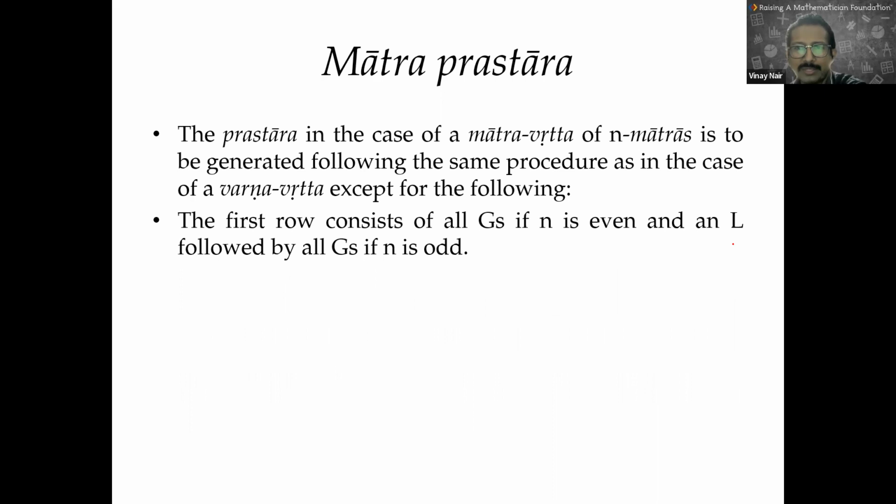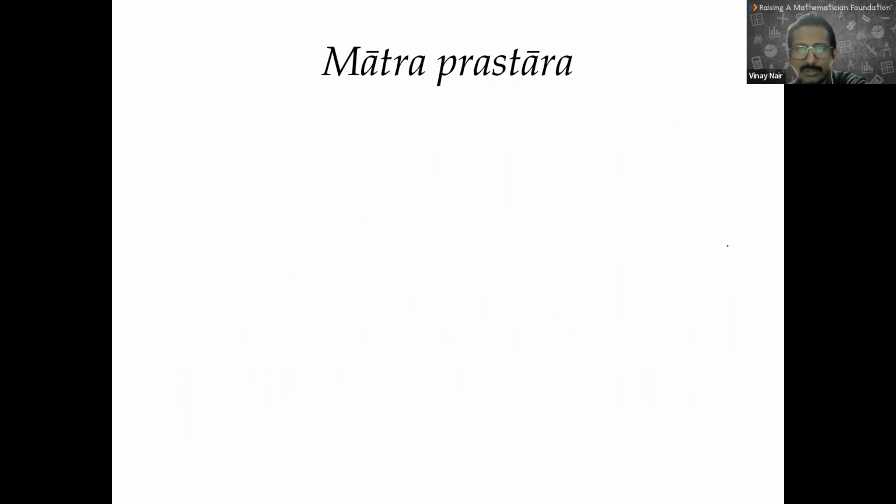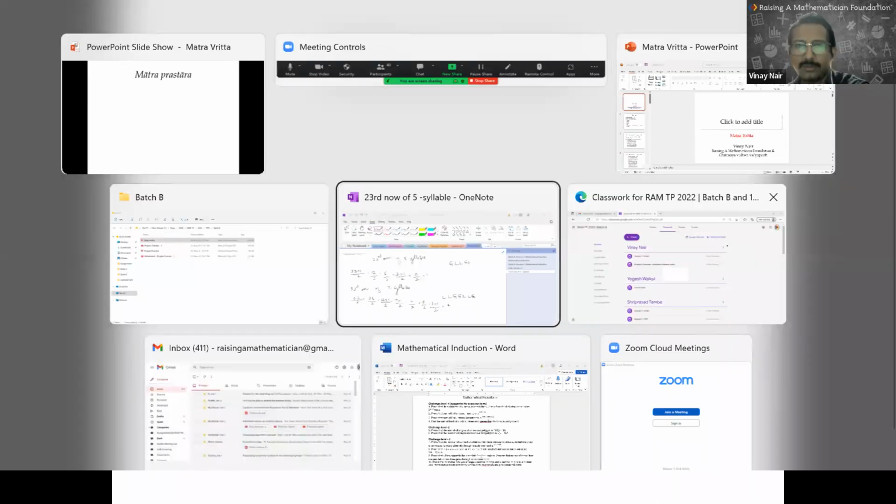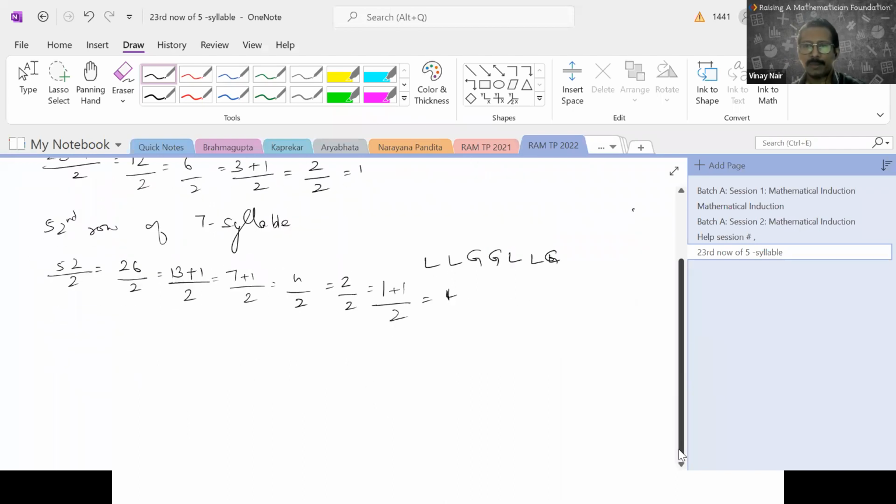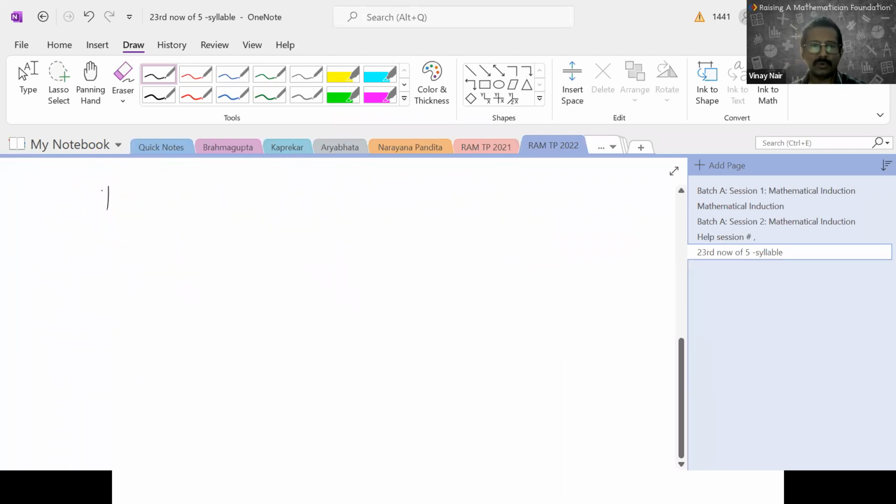Let me just use this to write. So our first question is the rule for Prastara. How do you list it down? Let's start with a small case. Let's say 4 Matra Prastara. 4 Matra. We want to list everything. You have to listen carefully. Don't write down anything. Just first listen and then try to do.